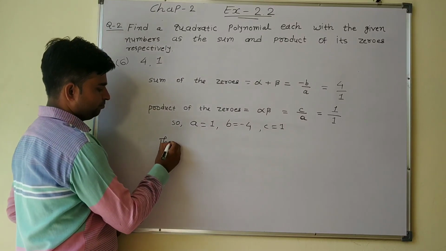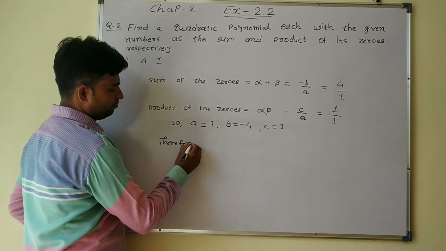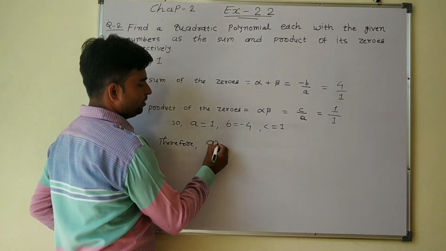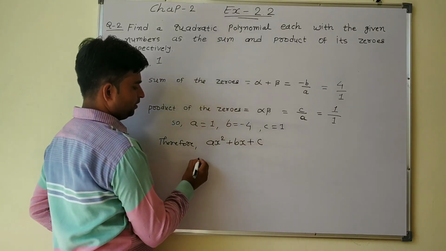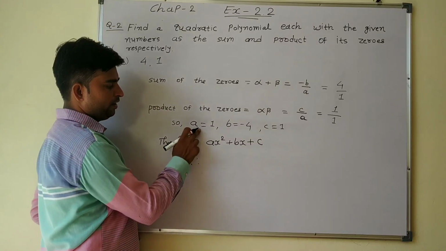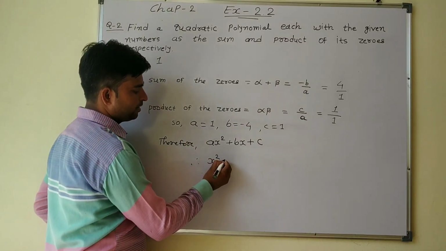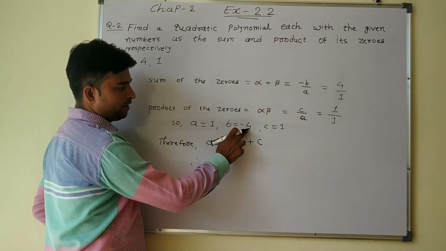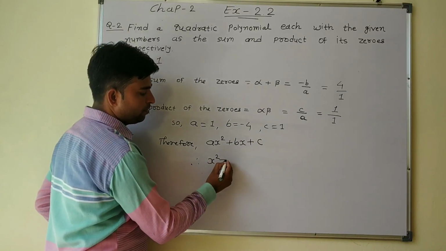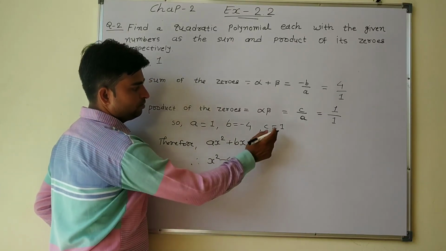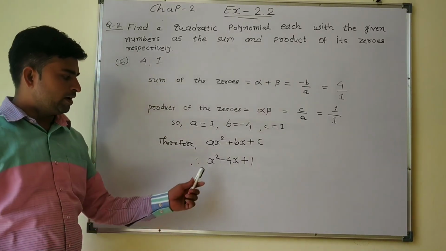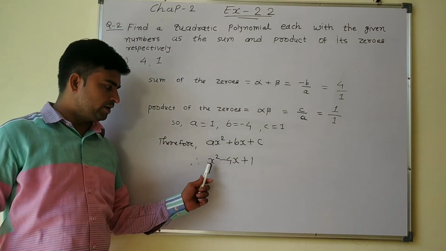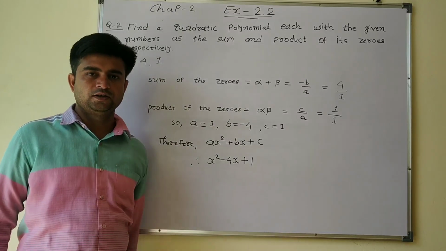Therefore, the quadratic polynomial ax square plus bx plus c. Now place the value of a, b, c. A is equal to 1, so it becomes x square. B is equal to minus 4, so here minus 4x, and c is equal to 1, so plus 1. So this is the final answer, x square minus 4x plus 1.